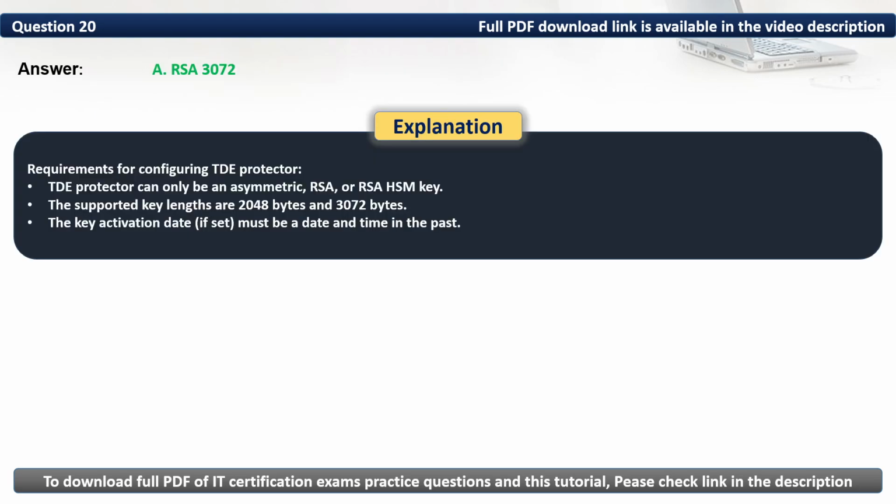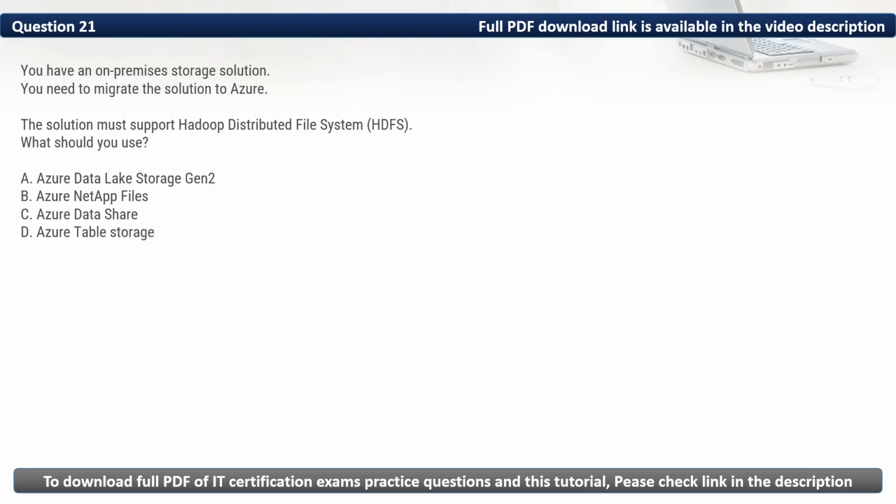Requirements for configuring TDE protector. TDE protector can only be an asymmetric RSA or RSA HSM key. The supported key lengths are 2048 bytes and 3072 bytes. The key activation date, if set, must be a date and time in the past.